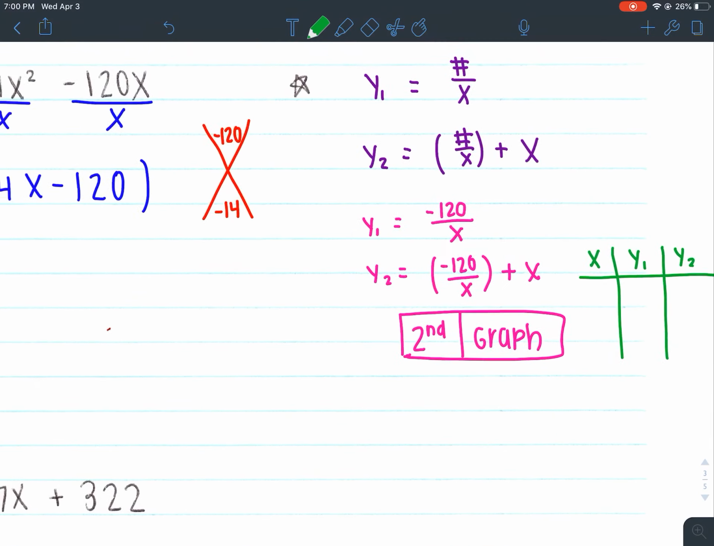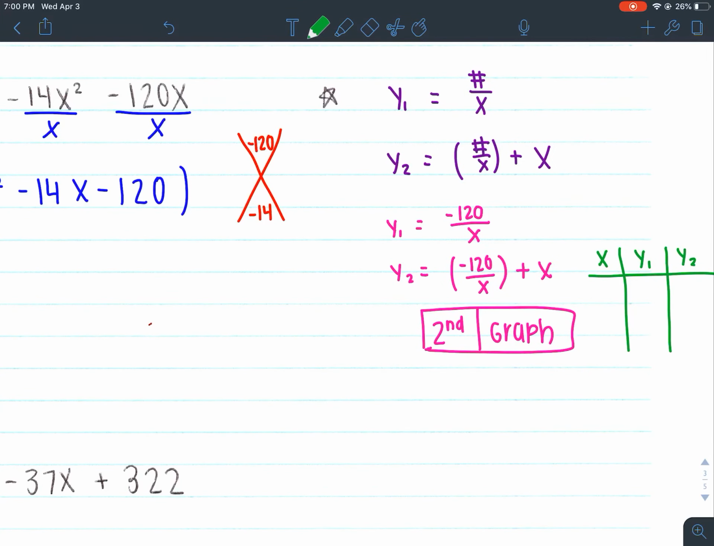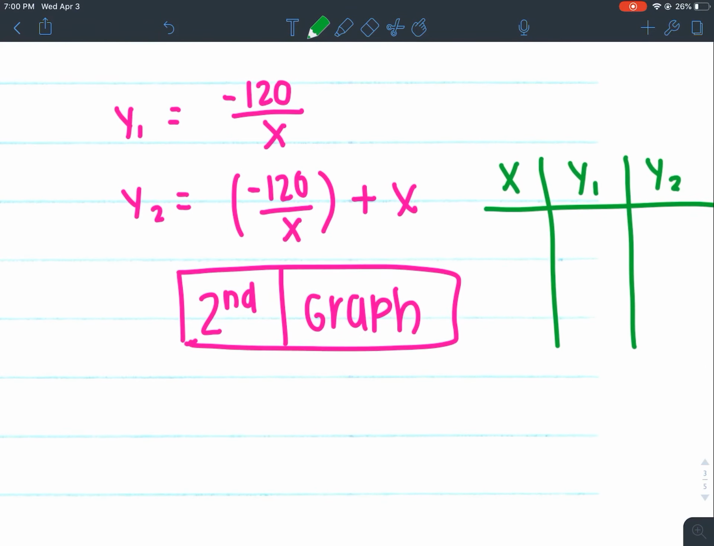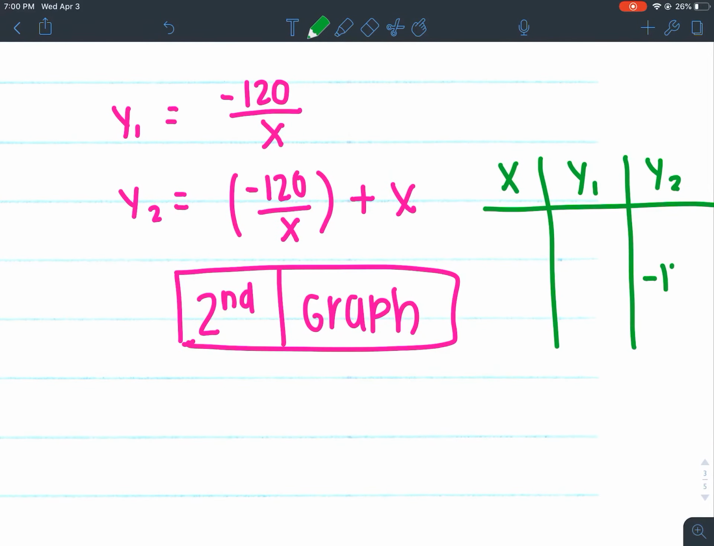Now, what is the number that we're trying to get our factors to add to? Okay, factors of negative 120. What are we trying to get it to add to? We're trying to get it to add to negative 14.